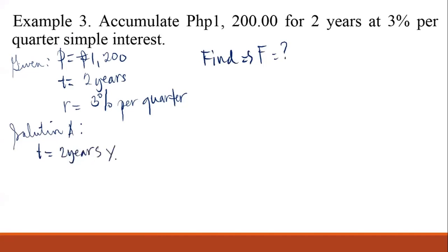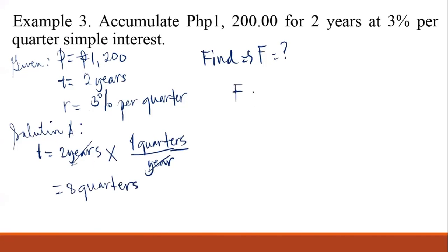Alright? So, since we're converting this one to quarters, kasi nga yung rate natin ay 3% per quarter. So, ilang quarters sa isang taon? We have 4 quarters in a year. So, para mag-agree siya doon kay rate, this is now equal to 8 quarters. Okay? 8 quarters. And we're now going to find the maturity value.